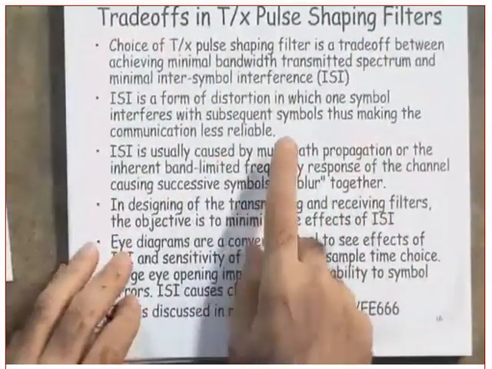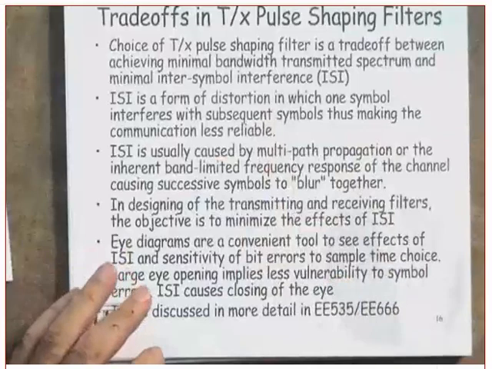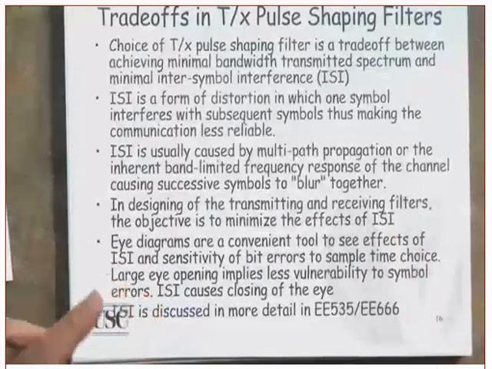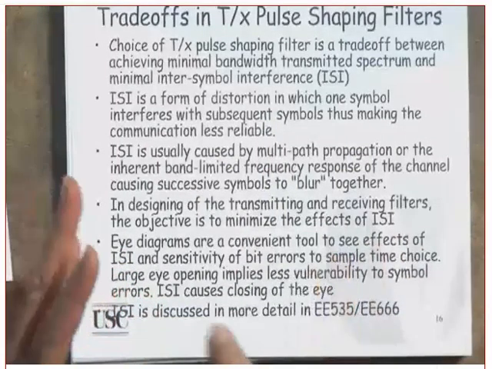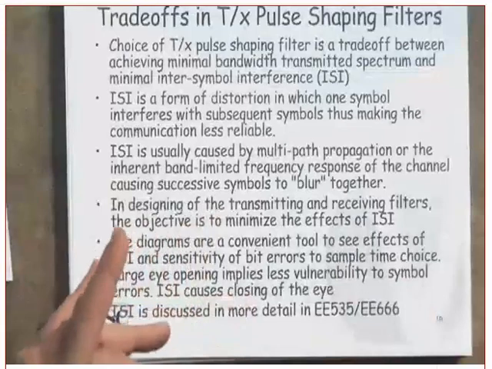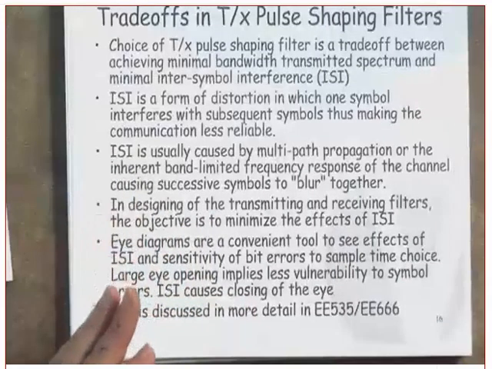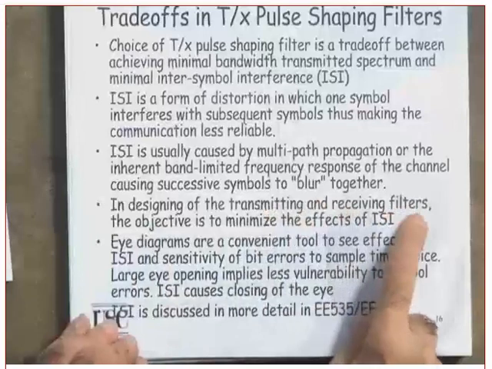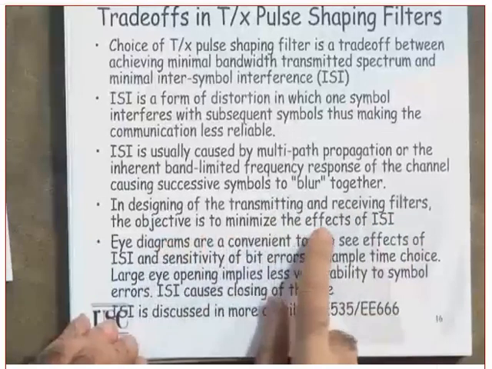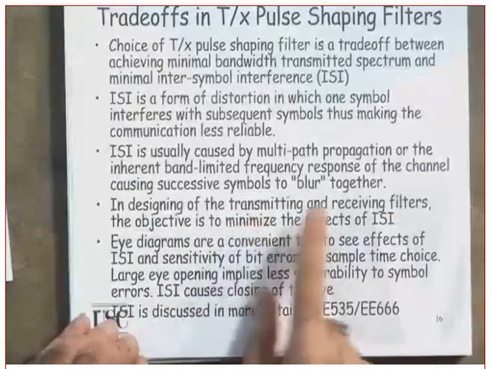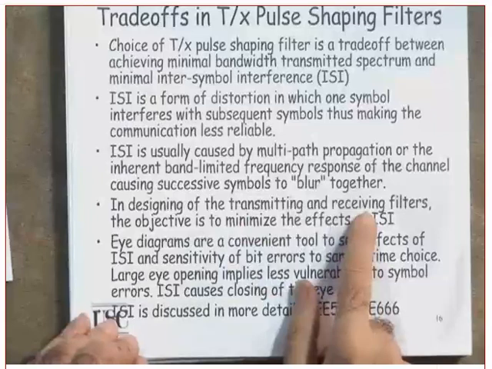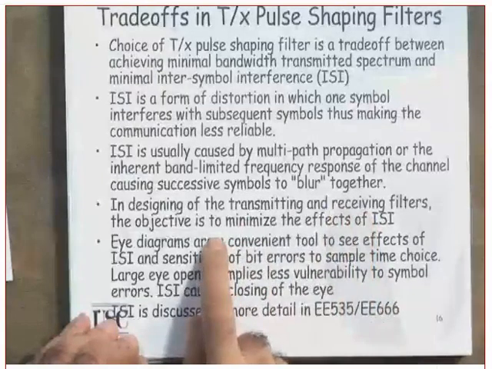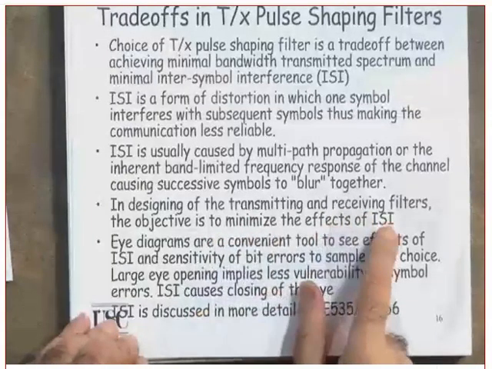Why is it multipath? In a multipath, because the delay is changing. Delay is changing means what? One pulse comes and then after a while, another pulse comes, the same pulse, but it comes in a different path. Clear? In designing the transmitter and the receiver filter, the objective is to minimize the effect. When I say transmitting and receiving filter, we are talking about the pulse shaping filter. The objective is to minimize the effect of ISI.